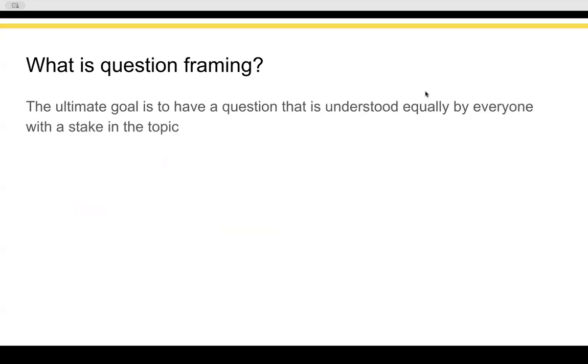But the ultimate goal is to ensure that we have a question that's understood equally by everybody with a stake in the topic, but particularly the review group and the people who are in need of the question being answered. Or at least it should be as broadly accepted in definitions as possible. Sometimes people won't agree on a definition, but having a clear caveat of that difference in definition is important from the start.